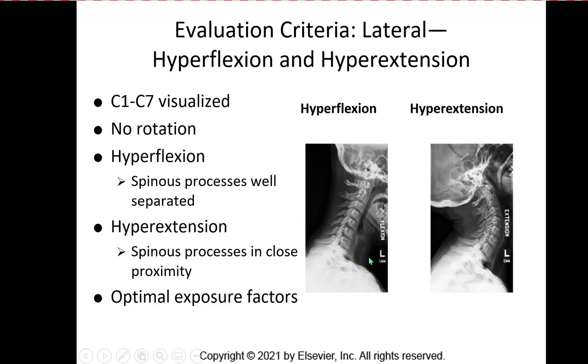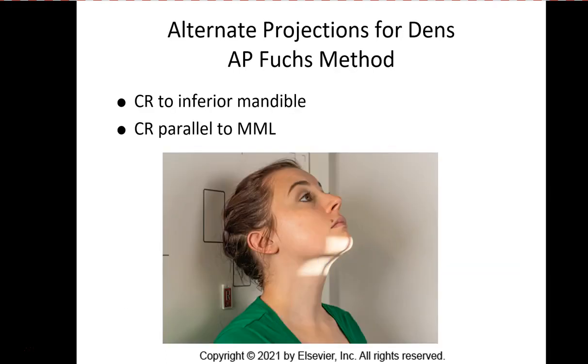In extension, you should see the spinous processes in close proximity. So see how they're closer together here and there isn't as many gaps or as wide of a gap. And then of course you should use optimal exposure factors so that you can see all the bones adequately. Okay, good. So again, flexion extension views are pretty common out at clinicals. Let's move on next to the Fuchs method.